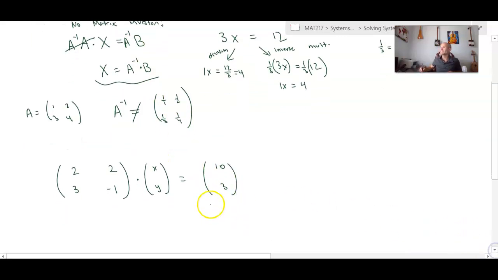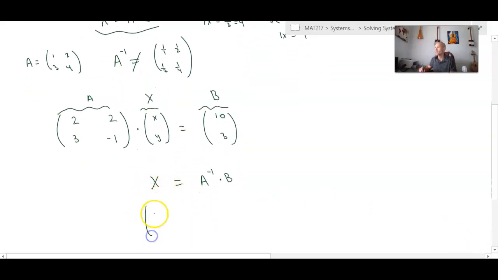We're not getting into the details of matrix multiplication, but this is how it works. This is what we're referring to as our A matrix. That's our X matrix, and this is what we're calling our B matrix. Now, we know that X can be solved for by taking A inverse and multiplying it by B. X, recall, is the matrix that contains the two variables, and it equals the inverse of the matrix 2, 2, 3, negative 1, multiplied by the B matrix, which is 10, 3.